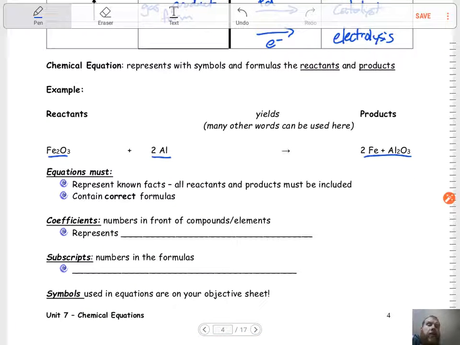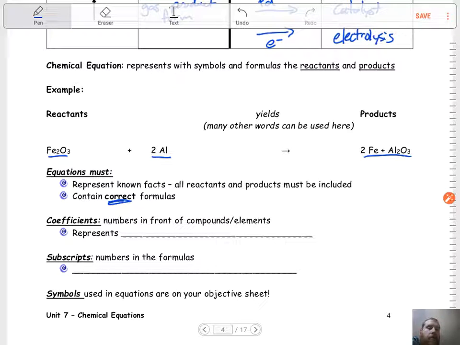When we write a reaction or an equation, they represent the known facts. They show all the reactants and products, and they must be included. They contain correct formulas. So if you think naming is going away, absolutely not. All right, this is why we spent so much time practicing, and some of us need to go back and re-practice, we will find out, because if we don't know how to write the correct formula, balancing is going to be a nightmare. If you have the correct stuff, balancing is a piece of cake. But if you can't write the formula correctly, then it's going to be a monster.